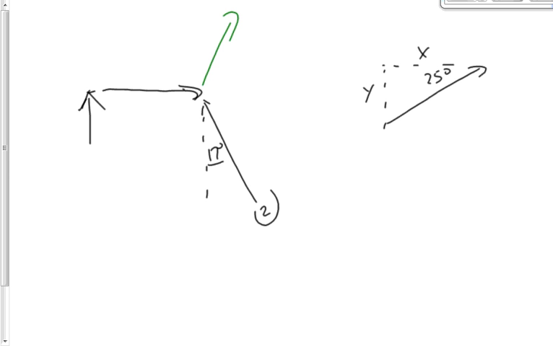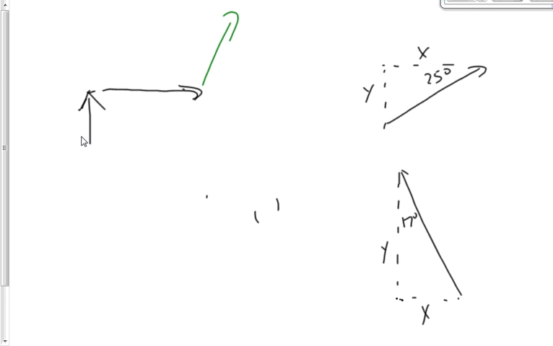Similarly for the other diagram, we've got a 17-degree angle. Well, let's draw a little picture over here and resolve that. 17 degrees, this is X, this is Y. Find the value of X and Y using some trigonometry, and then erase that and replace it with this and this. Again, now we've got a more straightforward problem where we don't have those funny angles. It's just straight up and straight across.